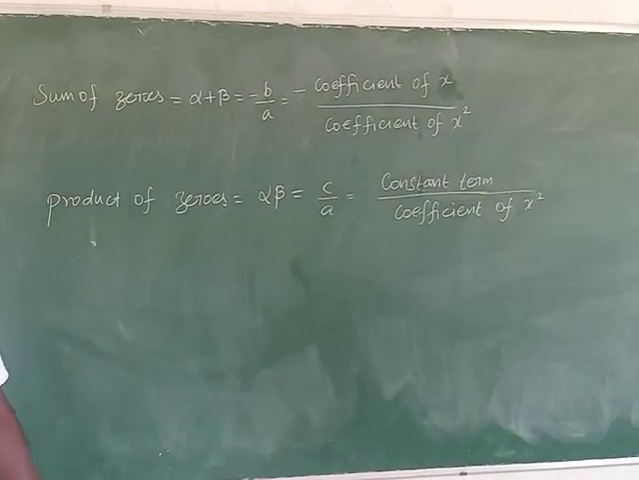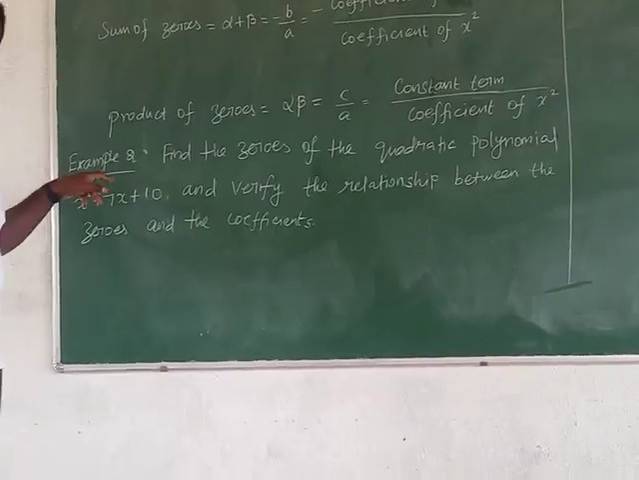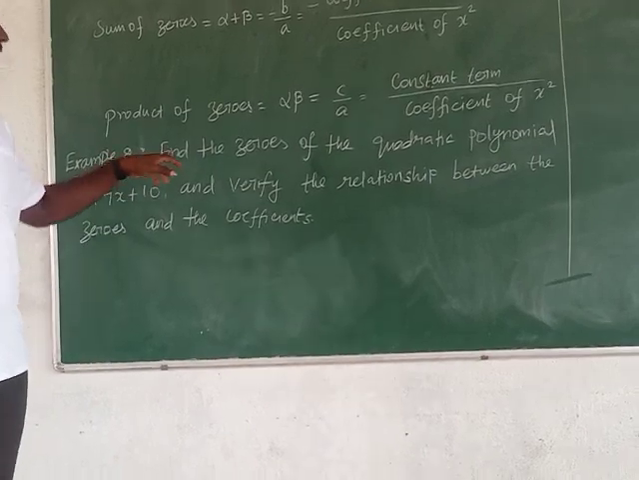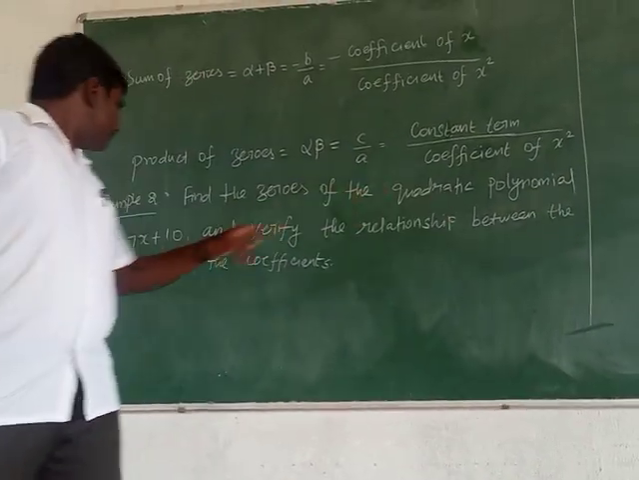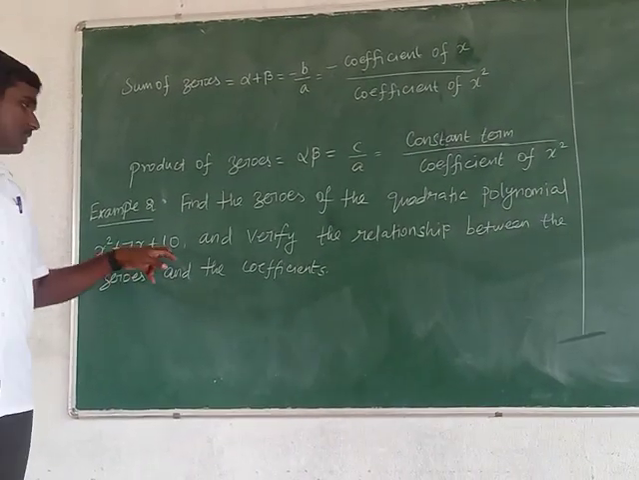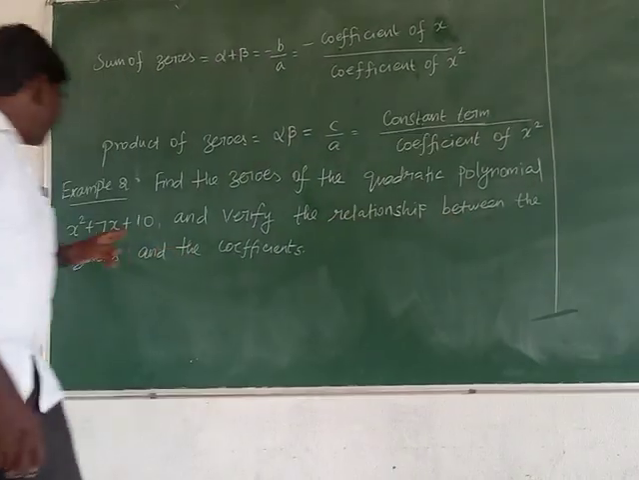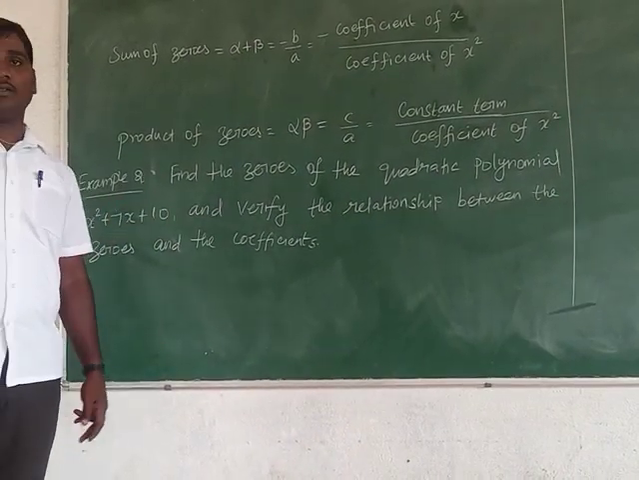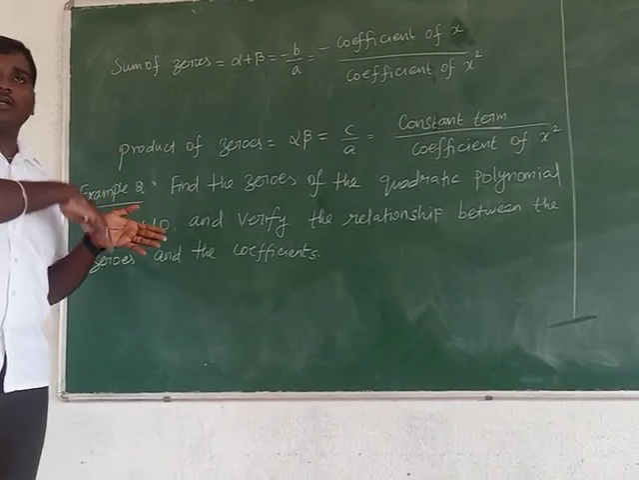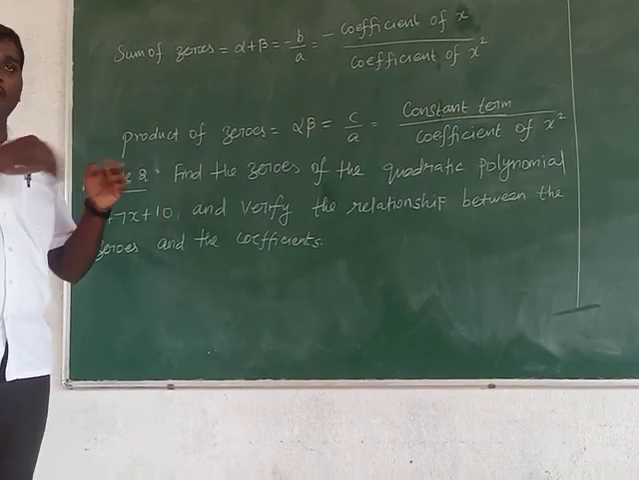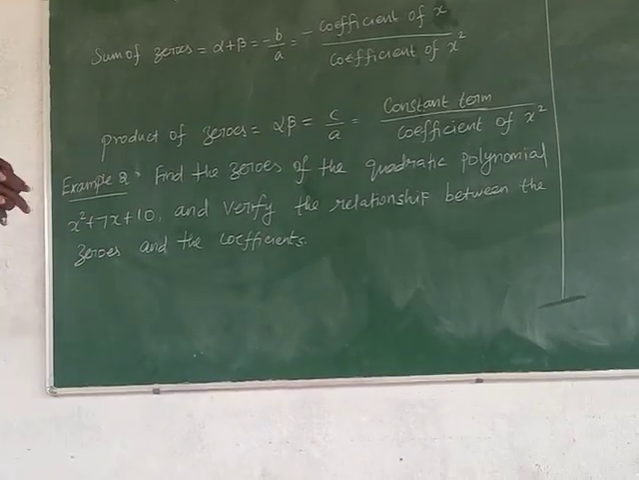Are you clear? So next, one problem. Example 2. Find the zeros of the quadratic polynomial x square plus 7x plus 10 and verify the relationship between the zeros and the coefficients. We want to verify it; the concept is already given, so we will compare the zeros and the coefficients.